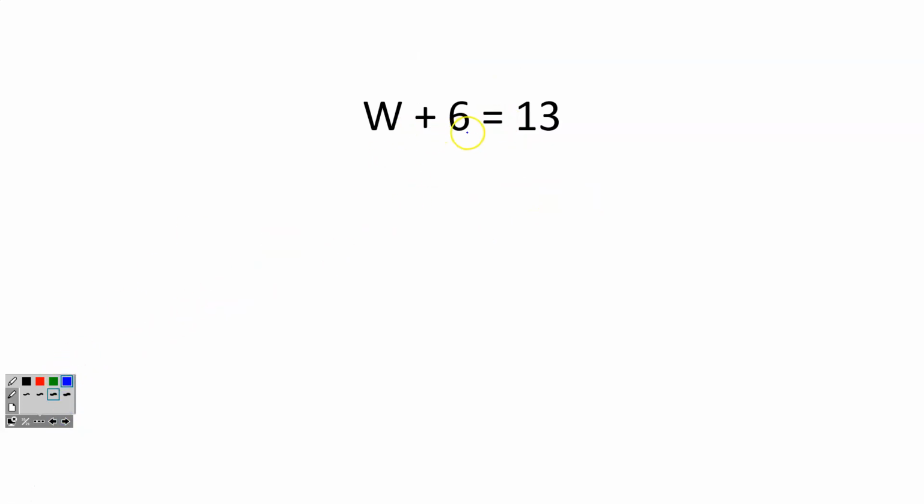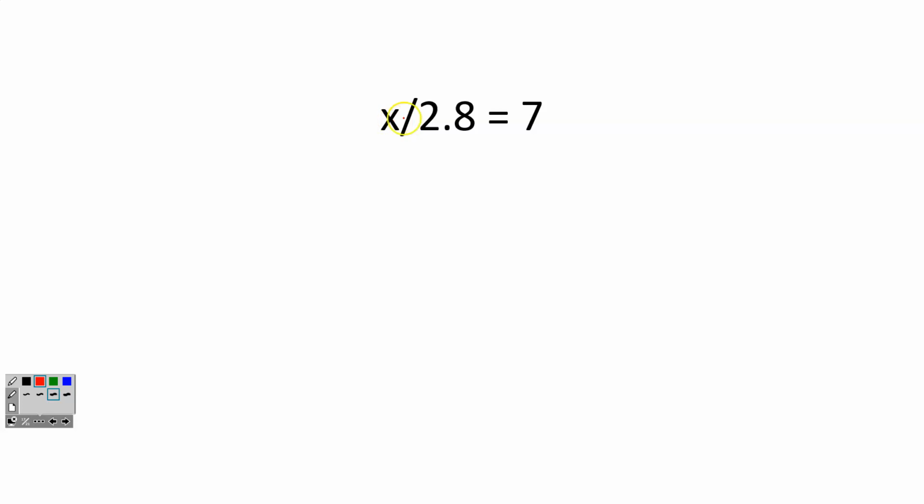Okay, w plus 6 equals 13. Draw my fence. Whatever I do to one side, I do to the other. So the opposite of adding 6 would be subtracting 6. If I subtract 6 to one side, I've got to do the same thing to the other. Those cancel out. I'm left with w equals 13 minus 6 gives me 7. Again, if you're unsure about your answer, plug it back in. 7 plus 6 equals 13.